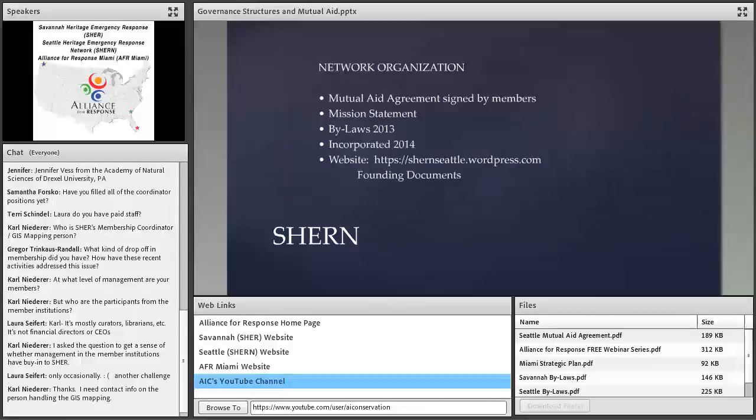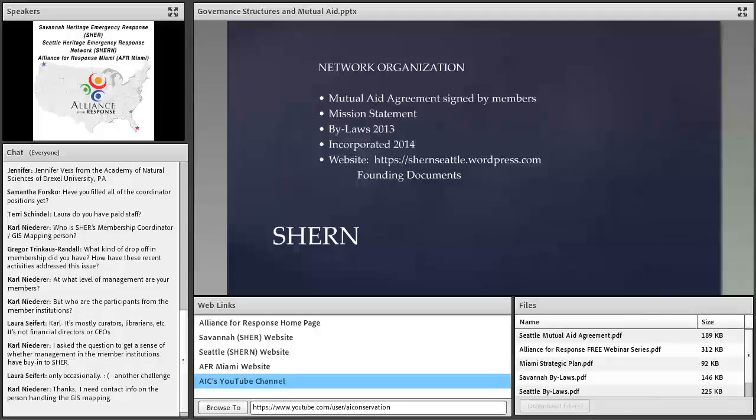So the network organization, as I mentioned, the Washington C2C work group developed some model statements. So the first thing our group did was to use those statements to develop the SHRN mutual aid agreement and mission statement. And the mutual aid agreement was signed by, I have here signed by members, but it was actually signed by the directors or chief executives of the organizations that participated in the organizational meeting. So it's an institutional commitment, not an individual commitment. And SHRN officially came into existence on November 1st, 2010 with 13 members. And since then, 5 more institutions have joined us, so we now have 18.